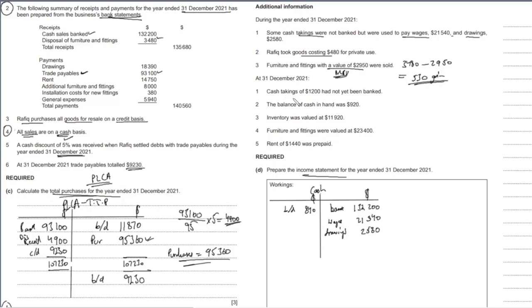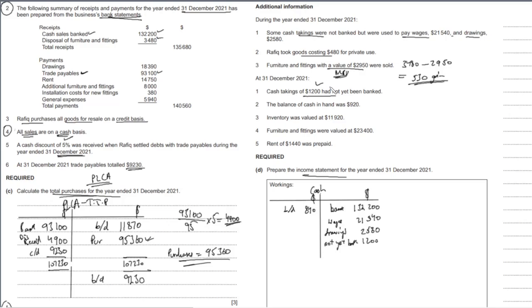Next, it also says cash takings of 1,200 had not yet been banked. Perhaps we intended to bank it. It was supposed to be banked, not yet banked, but it went out of cash. Although it won't appear in your cash account like that, we're just trying to calculate what went out of cash. Not yet banked, but eventually it will be. So 1,200.